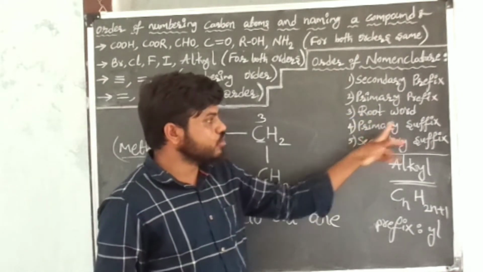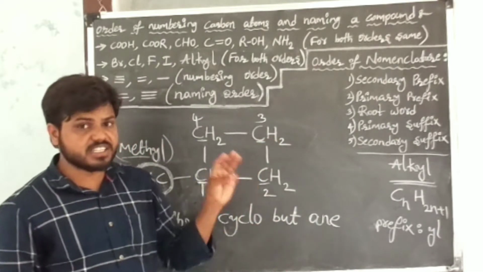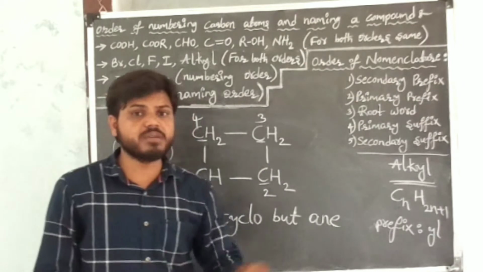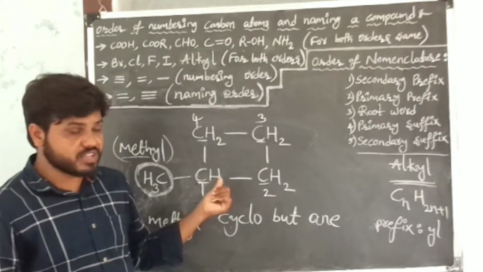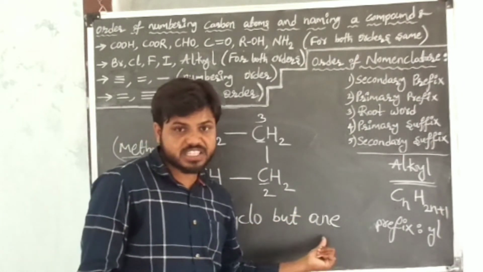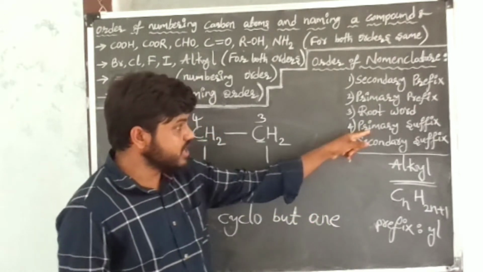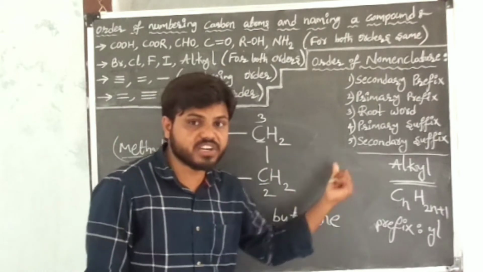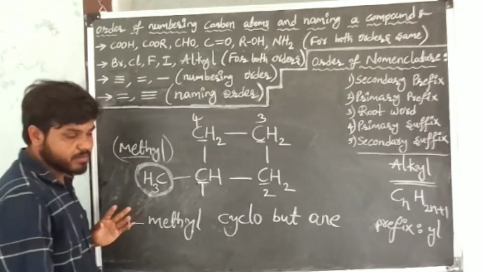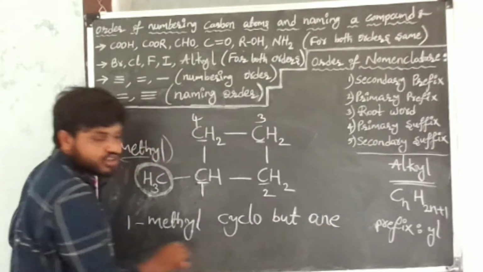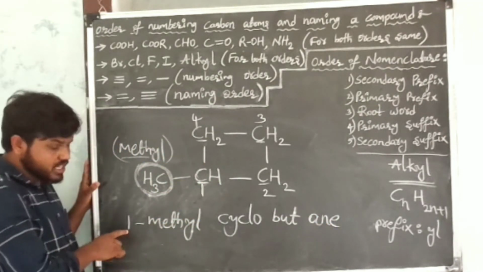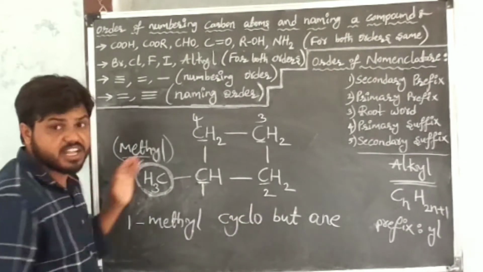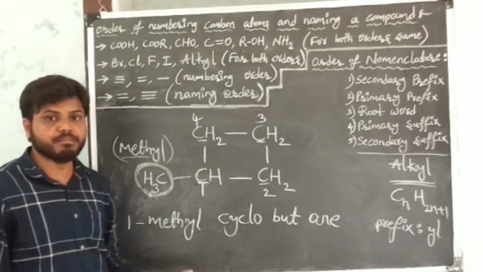After writing the root word, go to the primary suffix. Primary suffixes are single bonds, double bonds, triple bonds. Between every 2 atoms, single bonds are present, so take the suffix of single bond, that is ane. After writing the primary suffix, go to the secondary suffix. Secondary suffixes are functional groups, which are not present in the given carbon compound. So the required IUPAC name is 1-methyl cyclobutane.